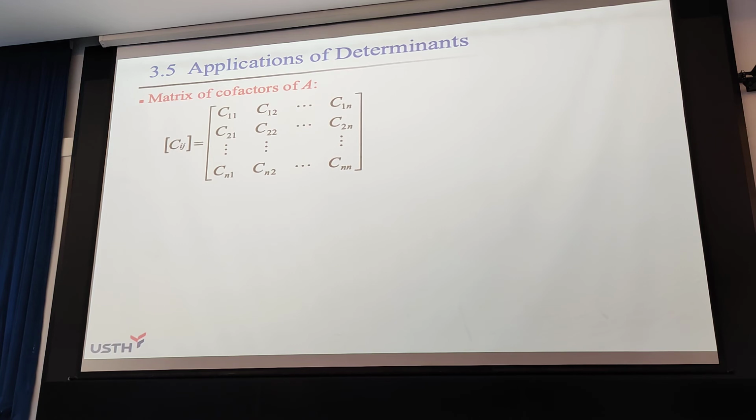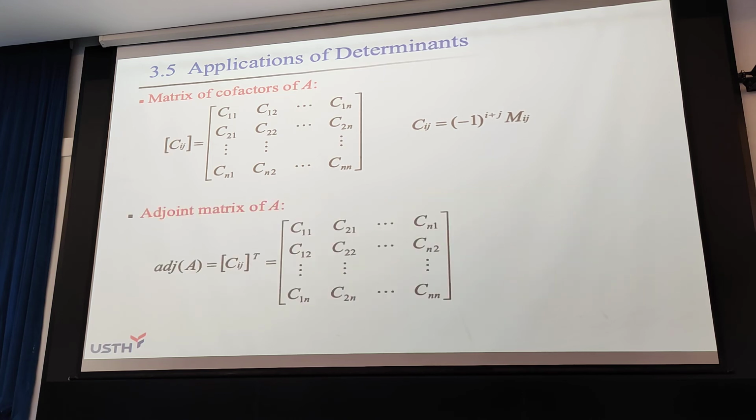But we are not going to use that matrix. We take the transpose of that, we change columns into rows, rows into columns. We get that one. Here is a record for you. What is the Cij? Cij is (-1) to the power i plus j times the minor. And here I take the transpose of that matrix. We get a new matrix, and that matrix has the name adjoint matrix of A. Adjoint matrix of A.